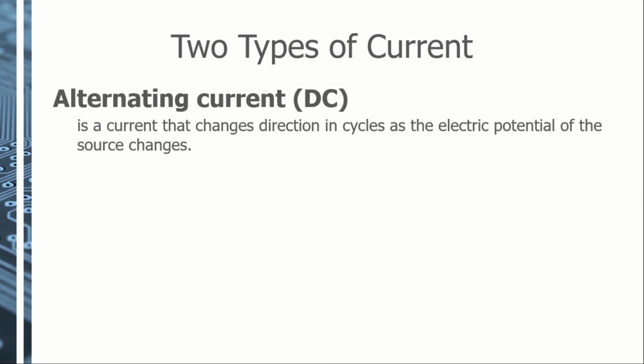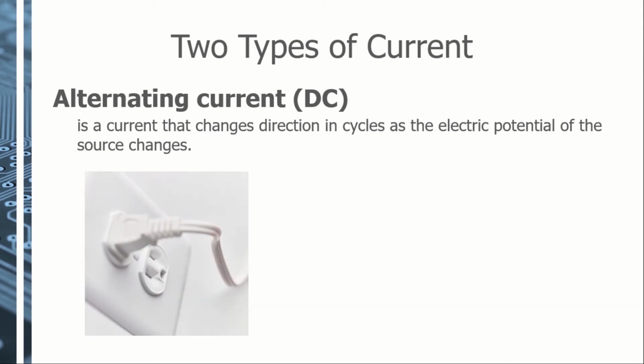It is constantly in a positive cycle with constant voltage depending on the voltage of the battery. The alternating current, on the other hand, is a current that changes direction in cycles as the electric potential of the source changes. Alternating current changes direction at 50 or 60 times per second. That is, the flow of electrons goes forward and backward 50 to 60 times per second along a conductor.